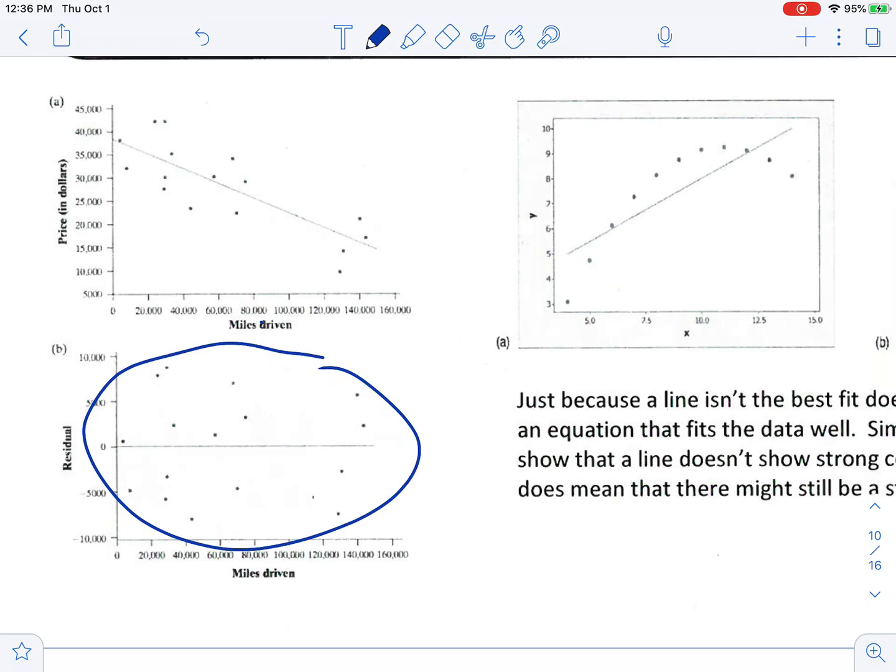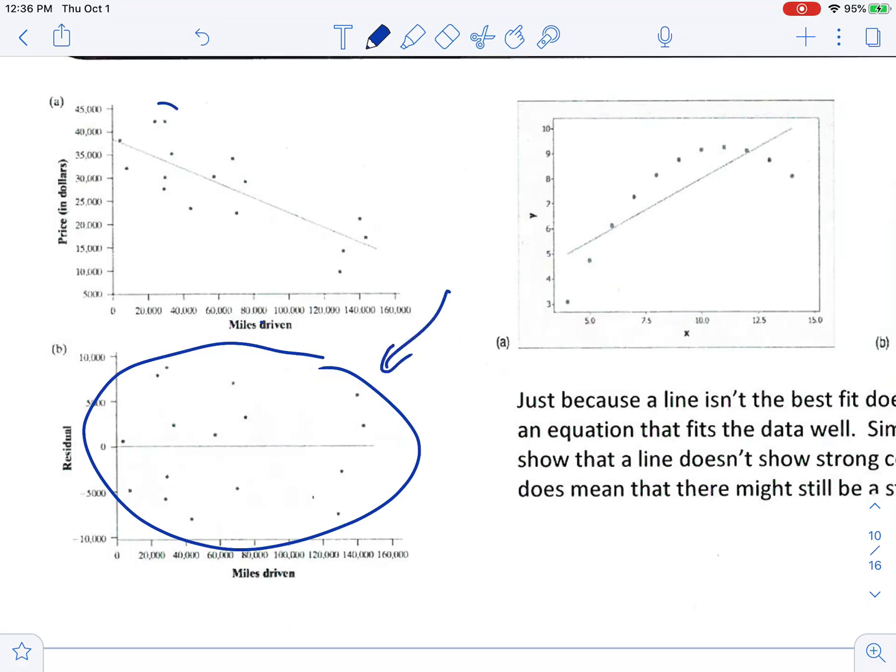Notice in this residual plot, the points are literally scattered. It's like you took some paint, put it on a brush, and flicked it at paper, and you'd have scatter all over the place. No obvious pattern, some higher, some lower, just all over the place, okay?